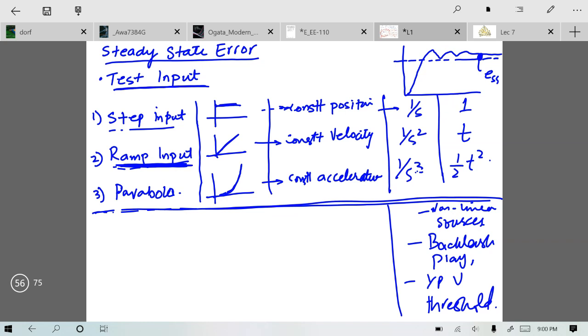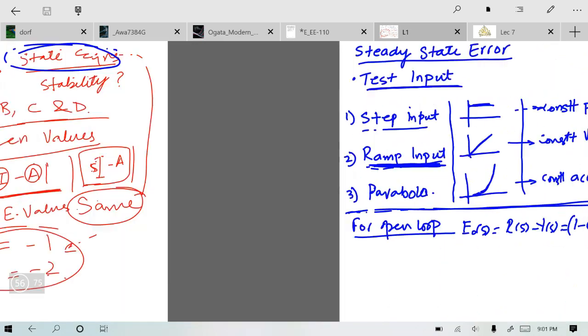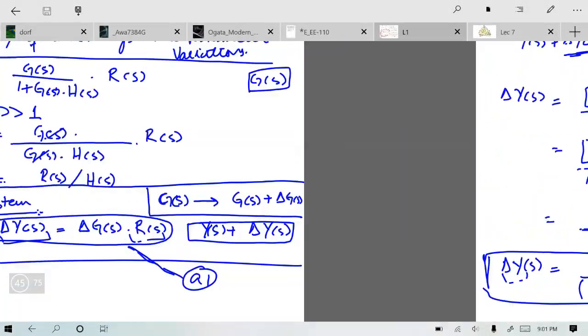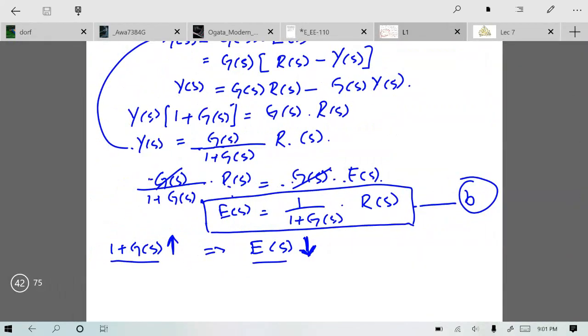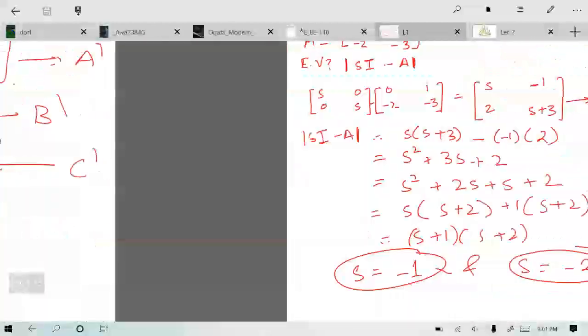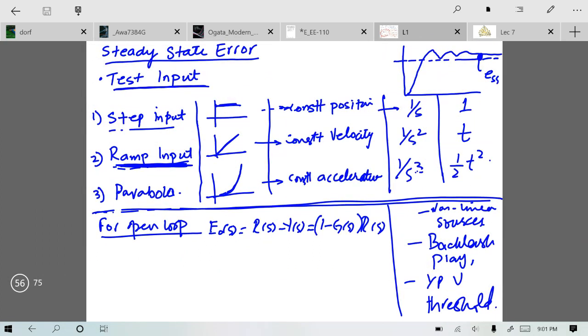Now, earlier, for open loop, the expression for the error that we evaluated in the last lecture was E naught of S is equal to R of S minus Y of S, which is equal to 1 minus G of S into R of S. This was the error equation that we derived for the open loop system.